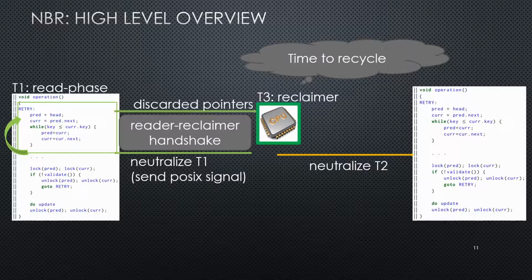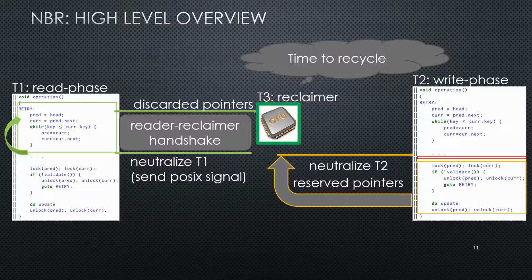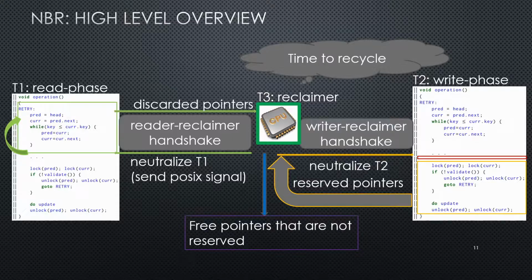On the other hand, if a thread receiving the signal happens to be in the write phase, it would have already reserved its pointers. So in a way, the writer guarantees the reclaimer thread T3 that it will save all its pointers before entering the write phase, and the reclaimer T3 in return guarantees that it will not reclaim those records. The reader reclaimer handshake and writer reclaimer handshake together ensure that safe memory reclamation is realized in NBR. So any thread, after it has sent signals to all the threads in the system, can be sure that no thread will hold any unreserved pointer in its buffer.